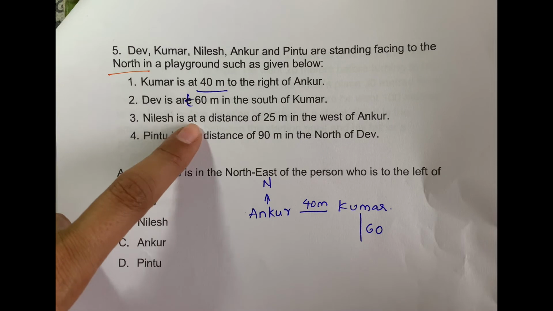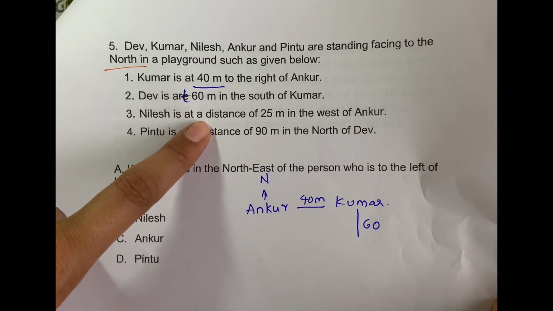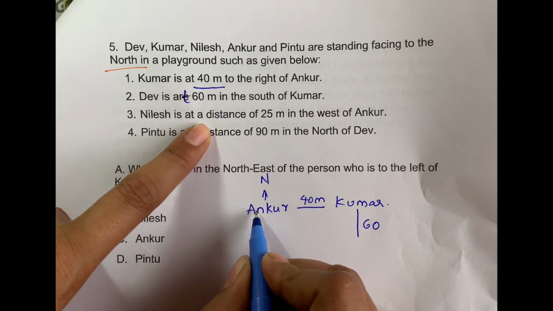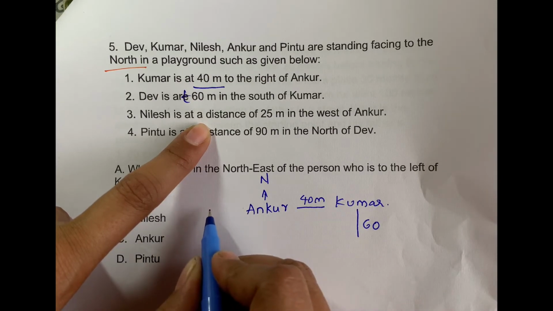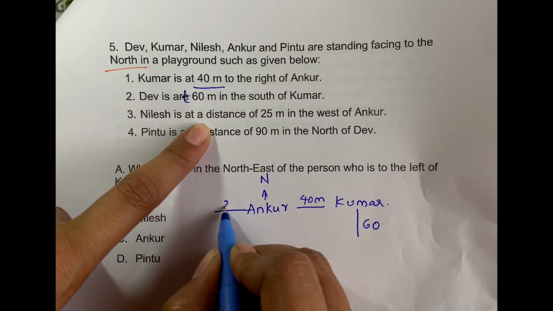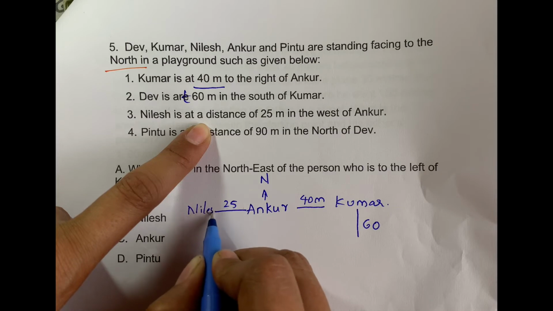Next, Nilesh is at a distance of 25 meters in the west of Ankur. So if Ankur is here, east of Ankur is this side and west of Ankur is this side, isn't it? So Nilesh is at a distance of 25 meters from Ankur. This is Nilesh.